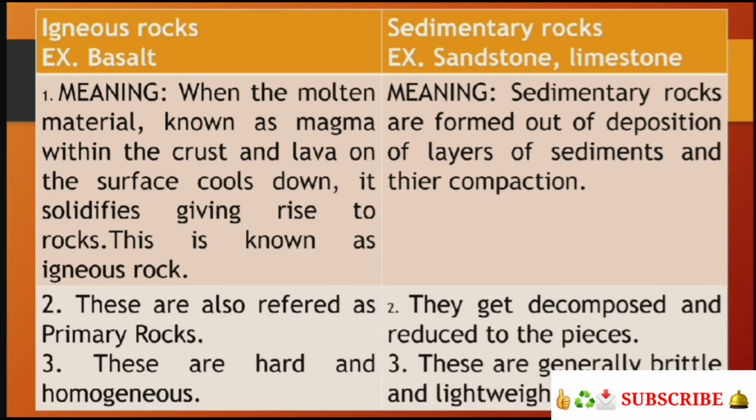Now, the meaning of sedimentary rock. Sedimentary rocks are formed out of deposition of layers of sediments and their compaction. Second point, these are also referred to as primary rocks. Second point of sedimentary rocks, they get decomposed and reduced to pieces. The third point of igneous rock, these are hard and homogeneous. The third point of sedimentary rocks is these are generally brittle and lightweight.